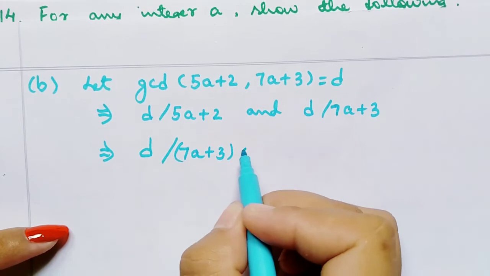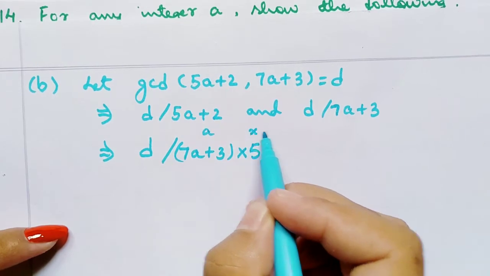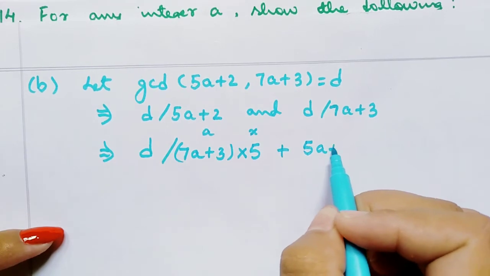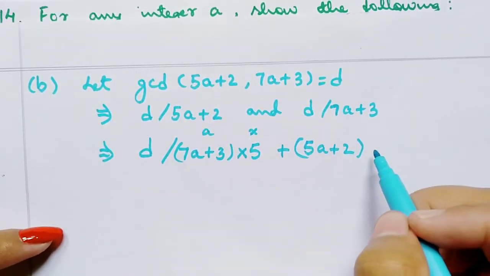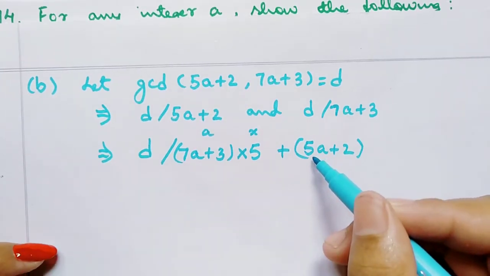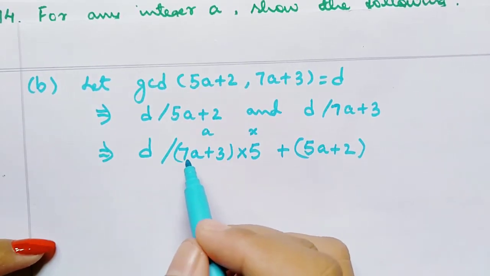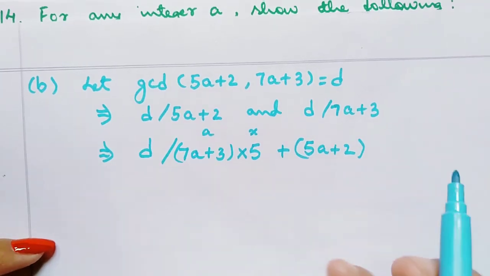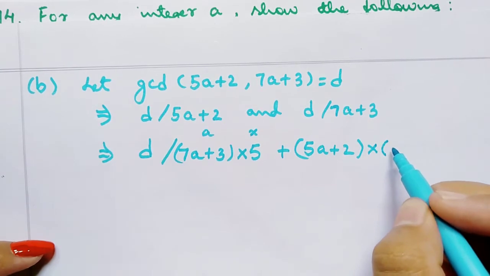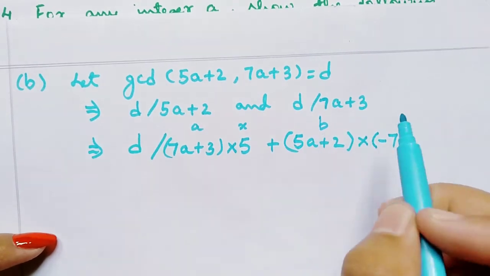So here we have to multiply by 5. This one placed as A, this one as X. Plus what is B? 5a plus 2. And here we have to find the value of Y such that when you multiply with this one you get 35a minus 35a, and then it would be cancelled. So the number that you have to multiply here is minus 7. This one plays as B, this one plays as Y.